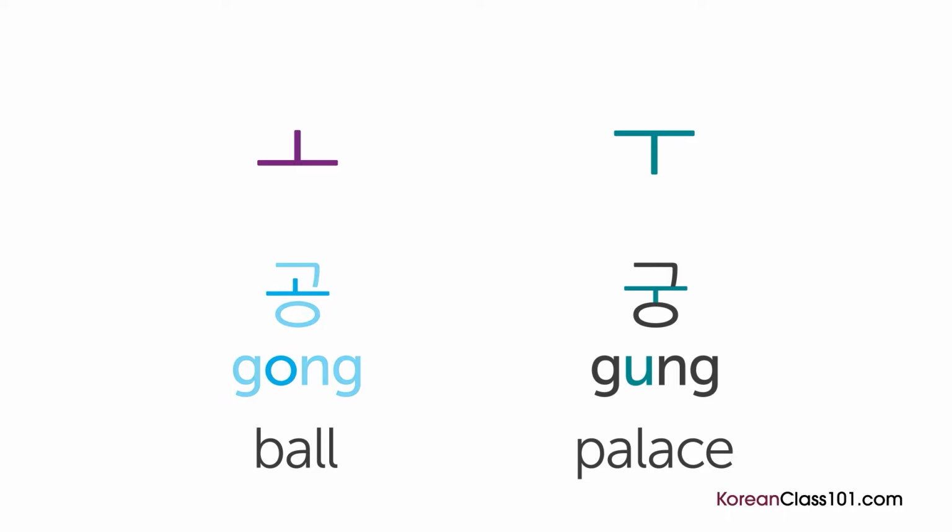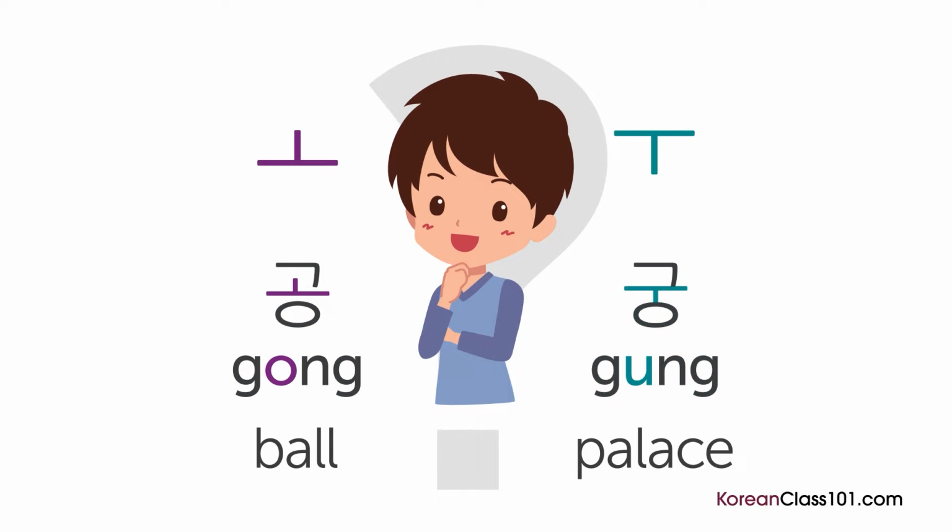Let's take the word 공, which means bowl in Korean. 공 has the vowel O, which makes a round O sound. Now, let's take another word 궁, which usually means palace. This word has the U vowel. It's going to have more of a U sound. A good way to practice these vowels is by alternating between them while repeating, like this. 공, 궁, 공, 궁. Can you hear the difference?